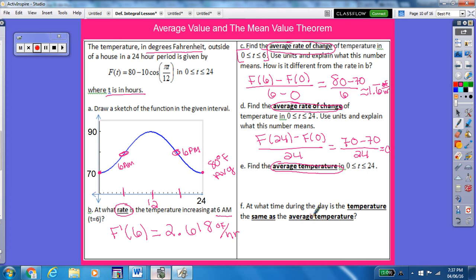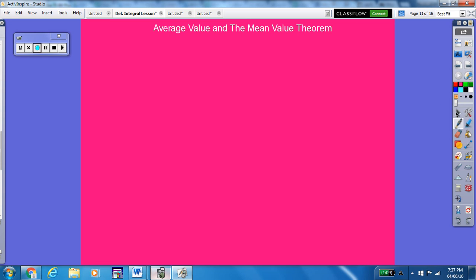That's what we're going to do: state the mean value theorem and use it to help us find where those places are happening. So let's move on to average value. This is going to be a little bit of a proof, and then it's going to give us a formula for finding average value.